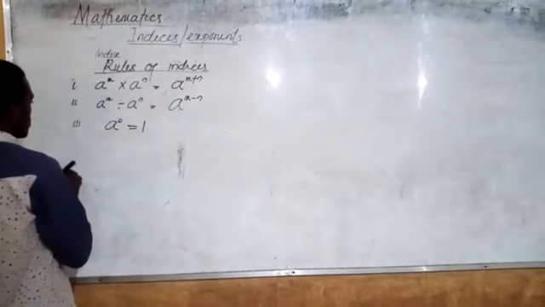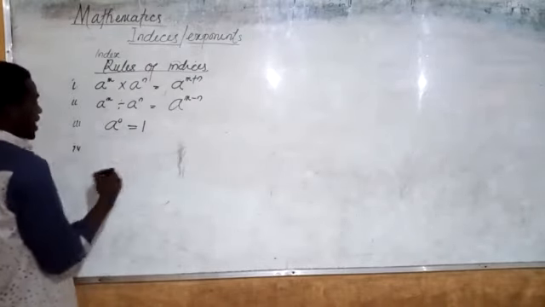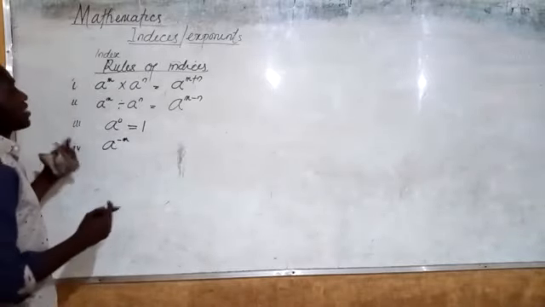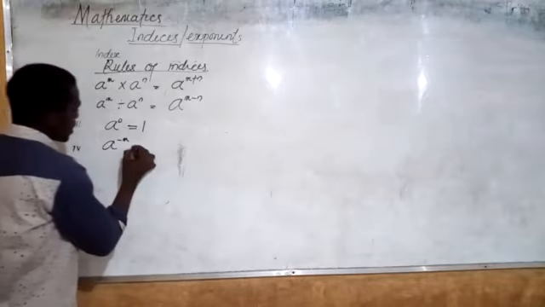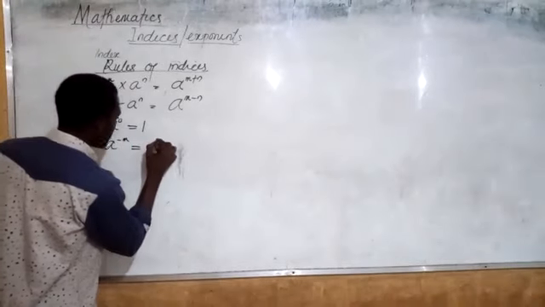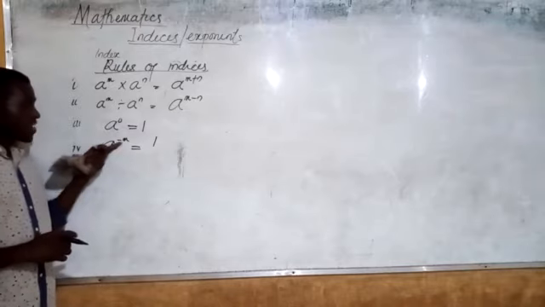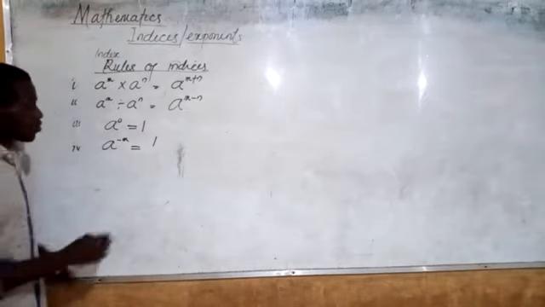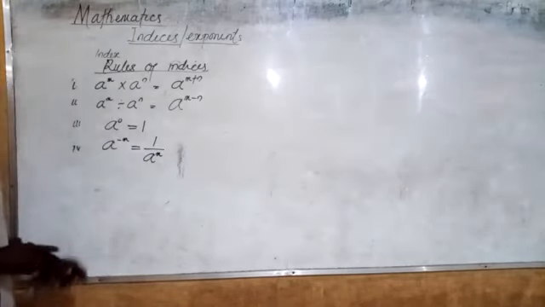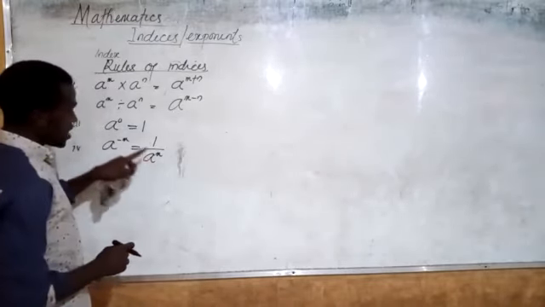Now, the next rule is the negative power rule. The negative power rule simply says if a is raised to the power of minus n, for example, we're going to have the inverse. In fact, if you're familiar with mathematics, you already know that a negative power means an inverse. So it's going to be the inverse of a to the power of n. So we have 1 over a raised to the power n, fundamentally.